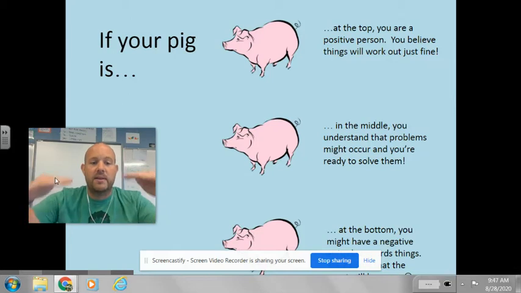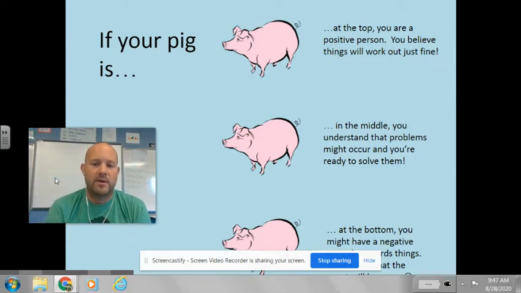Okay, if your pig is at the middle of the paper, you understand that problems might occur and you're ready to solve them. So if something bad happens in your day, you're able to just get over it and move on. You're what's known as a realist.